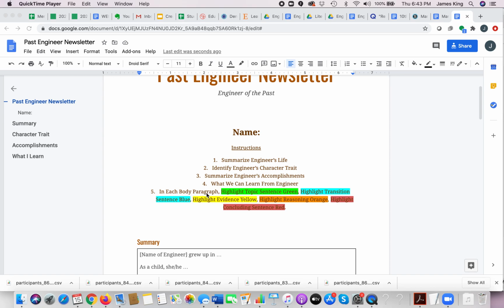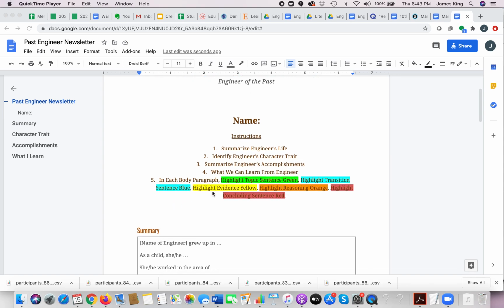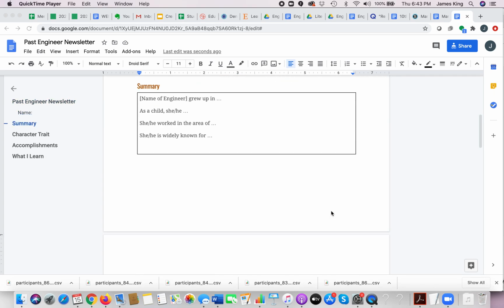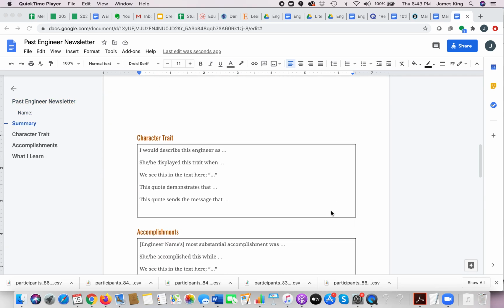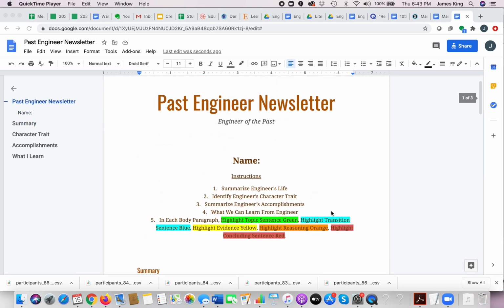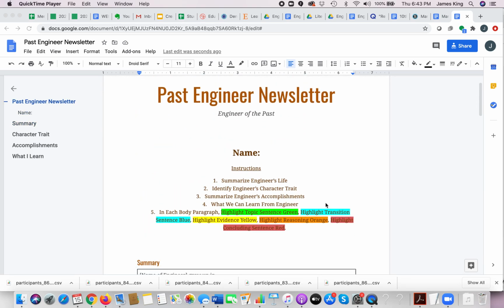In each body paragraph, highlight the topic sentence green, highlight the transition sentence blue, highlight the evidence yellow, highlight the reasoning orange, and highlight your concluding sentence red. Now, let me explain how to do this.